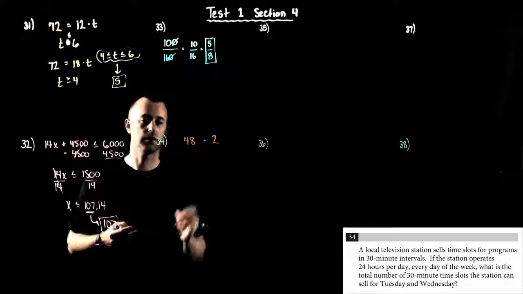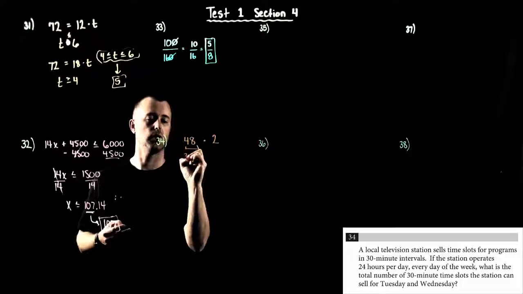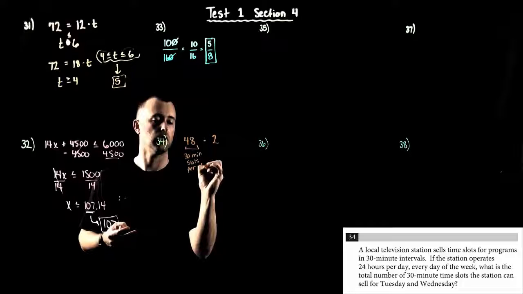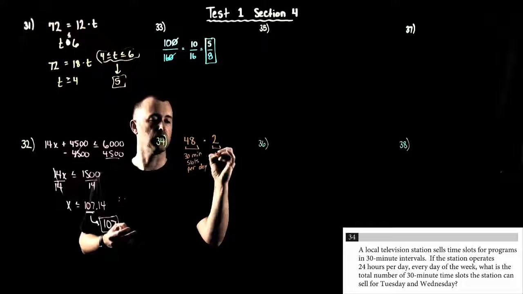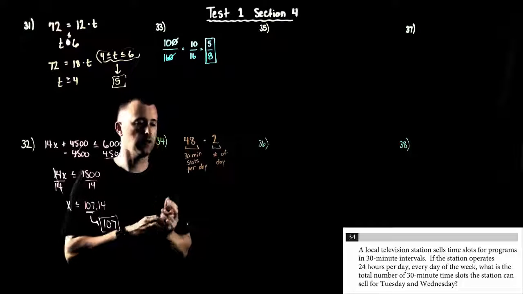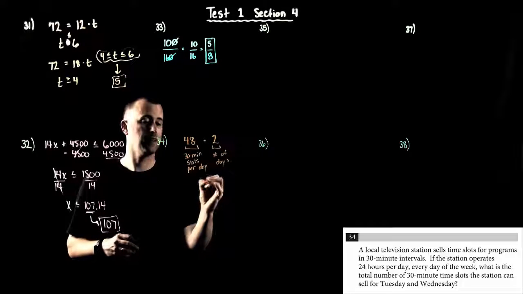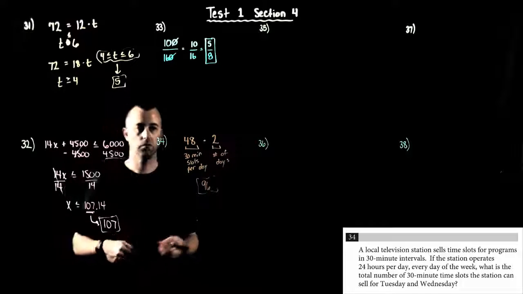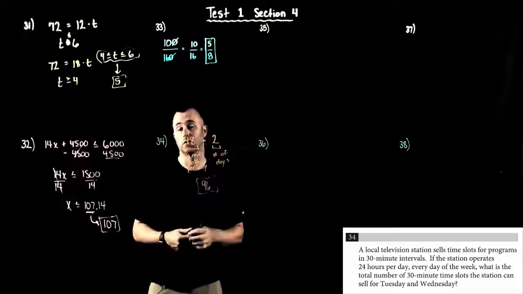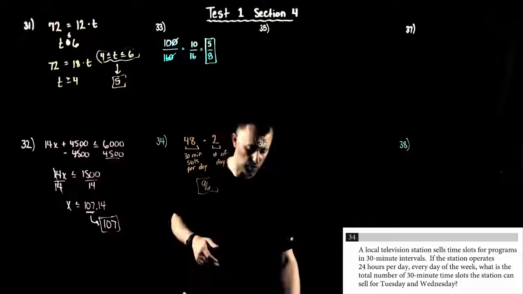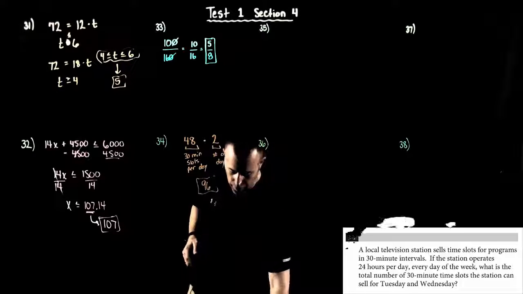So that's 2 days. And again, this is the 30-minute slots per day. And this right here is the number of days, Tuesday and Wednesday. Multiply those together. And here we're going to get 96 total slots over the 2 days that we can sell. That's all you're doing on 34. So 33 and 34 should be fairly quick questions if you approach it in the proper way. So then we move on to number 35.